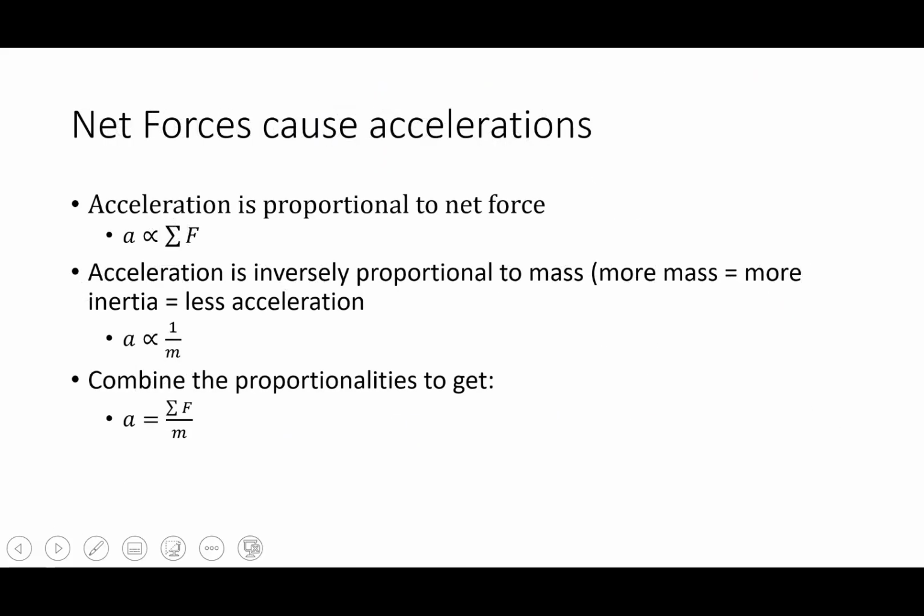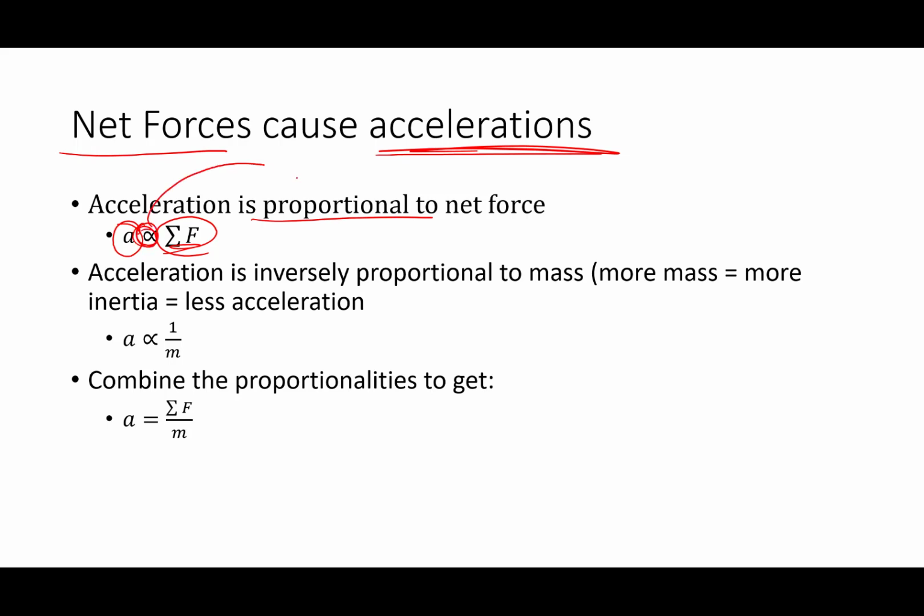Okay, so we can summarize everything that forces do to objects with Newton's second law of motion. Net forces cause accelerations. The more net force we have, the more acceleration we get. So we say they're proportional to each other. This right here is the sign for proportional to. Acceleration is proportional to net force. And we know more massive objects don't accelerate as much. More mass is more inertia, which means less acceleration for the same amount of force. So acceleration is inversely proportional to mass. It's proportional to 1 over mass.